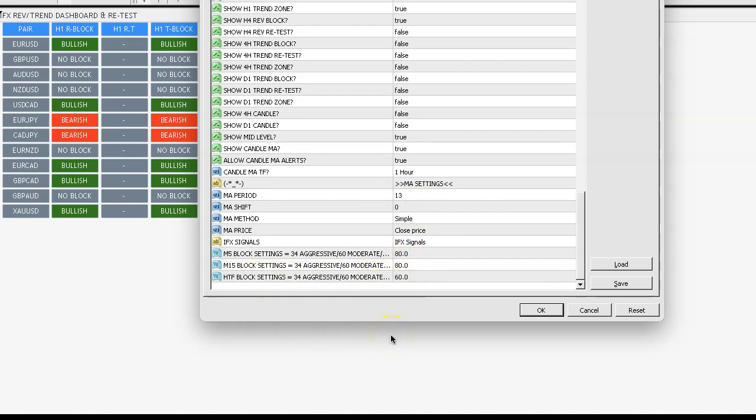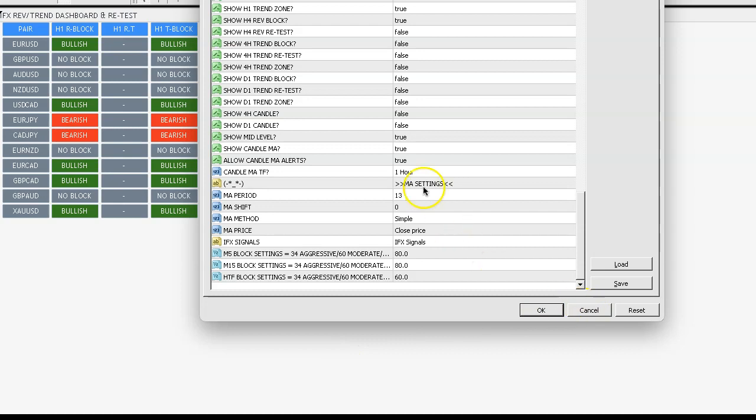So I recommend really for the candle MA to be anything 1 hour or above. I don't really recommend using this on 15 minutes and 5 minutes, because as you know, those move a lot faster, and then you're going to get crazy alerts that it closed above and below the moving average like 100 times. So you don't want that, that's not the way to trade. So the best really would be anything 1 hour and above.